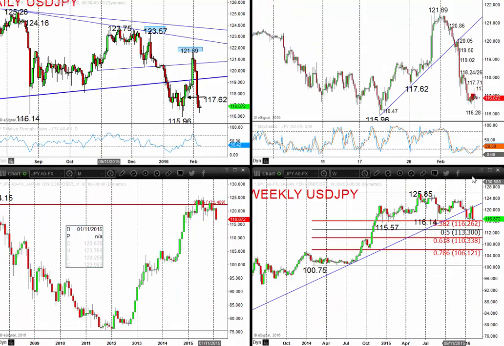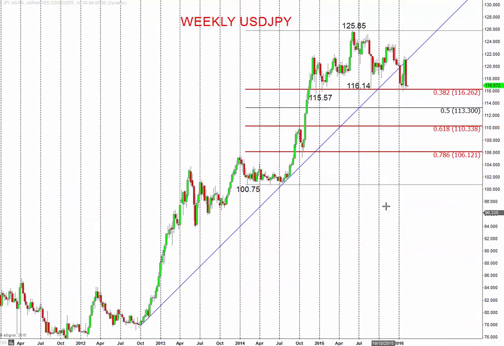If we go all the way out to a weekly chart in here, you can see this topping pattern, a multi-year topping pattern for dollar yen, and real risk for a more significant sell-off into February down towards 113, maybe 110.